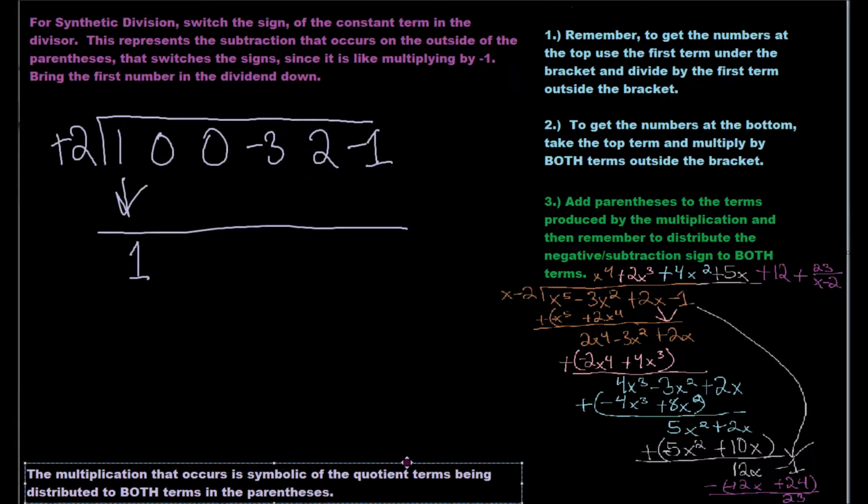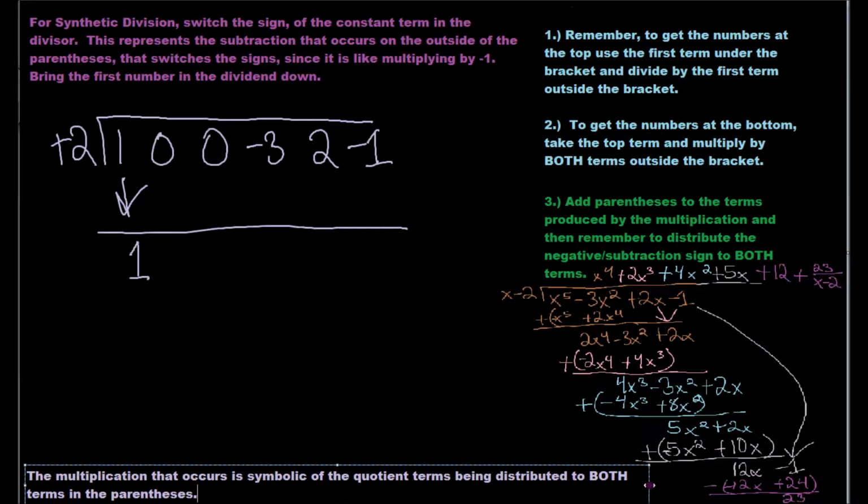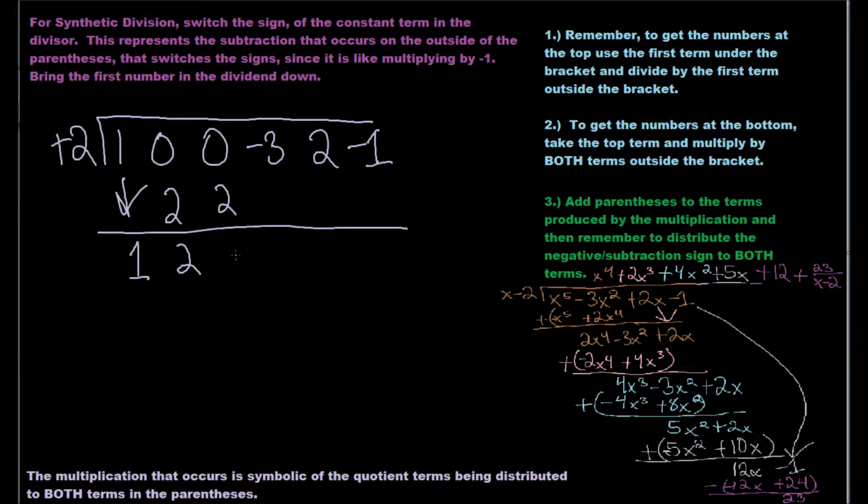So again, the 1 came down, 2 times 1 is 2. Now you have 0 plus 2, which is 2. 2 times 2 is 4. 0 plus 4 is 4. Then you have 2 times 4, which is 8. 8 minus 3 is positive 5. 2 times positive 5 is positive 10. Plus 2, which is 12. 2 times 12 is 24. Minus 1 is 23. We get the exact same answer. That's the way you check it, and that's how you know you did it right.